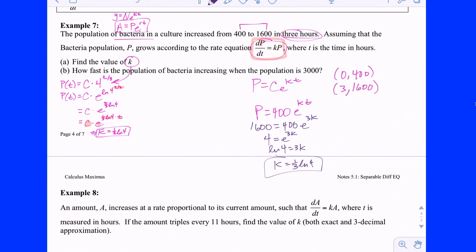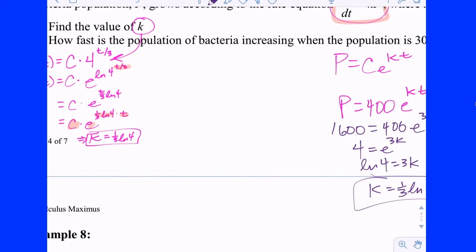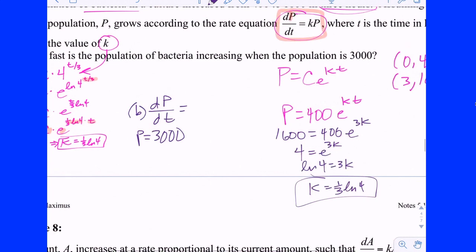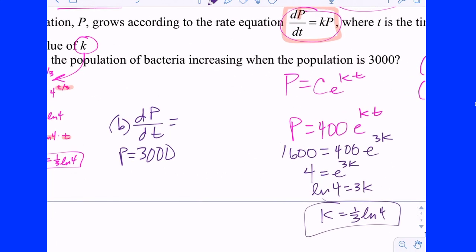We want to know the rate of change of the population, right? So we're looking for dp dt. On part B, we want dp dt when p equals 3,000. Well, I have my equation now up here. dp dt equals k times p. What's k? 1/3 natural log of 4. So it's 1/3 natural log of 4 times p, which is 3,000.